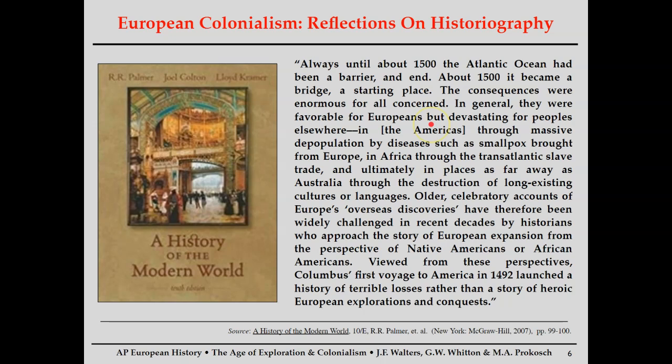All right, so these I'm going to trust that you'll read on your own. This is going to be a nice little overview of the impact of European colonialism. So you can pause this, give it a read, and let's keep going.